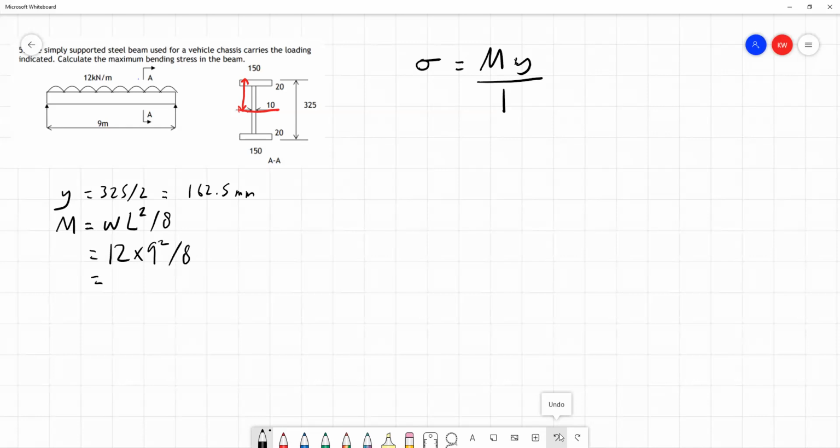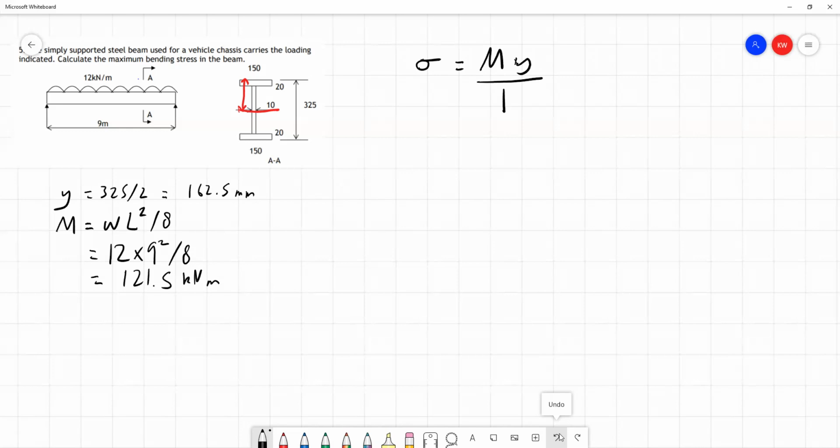So we put those numbers into our calculator. We get 121.5. That's in kilonewton meters, because force and then length are our units for bending moment, and we are working in kilonewtons and meters in this question here.